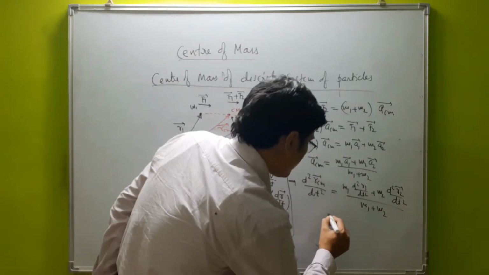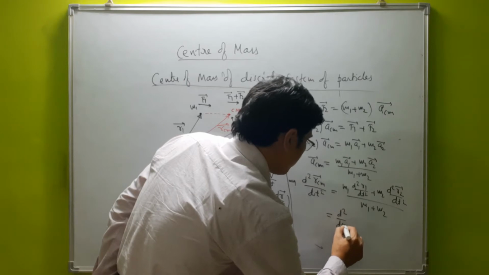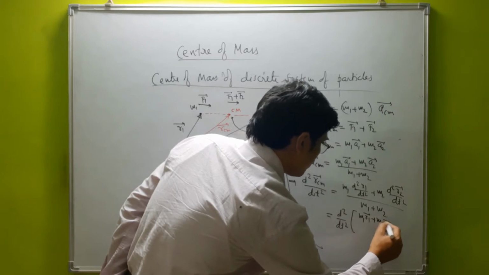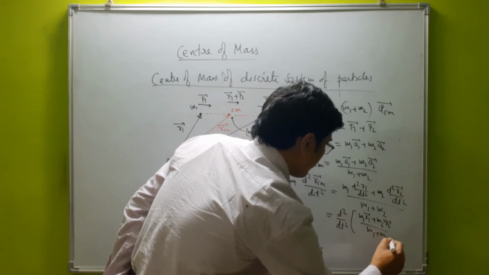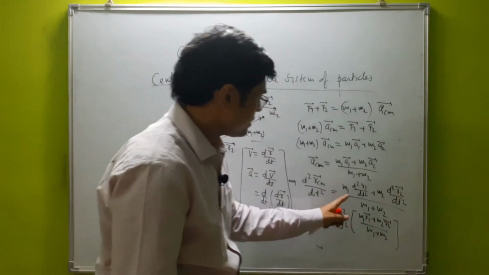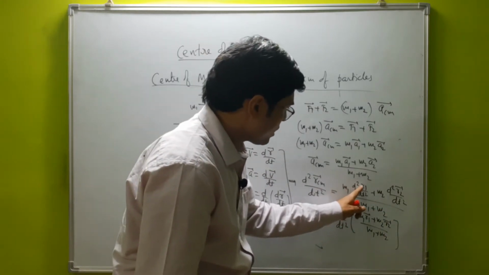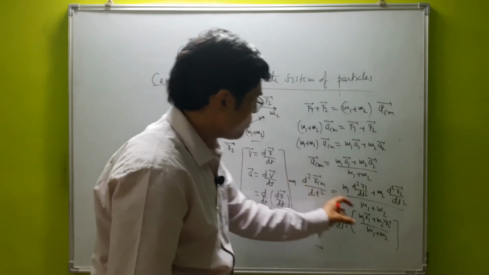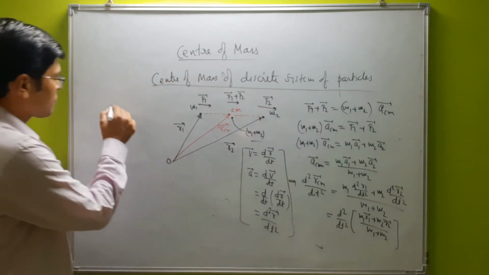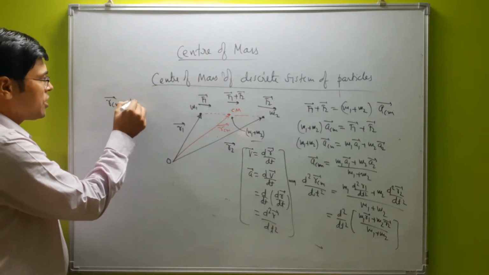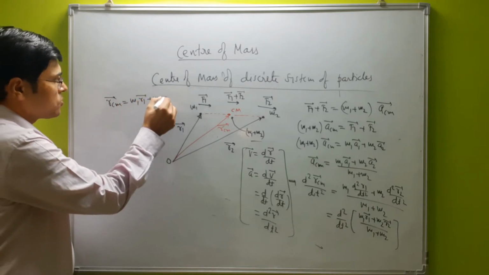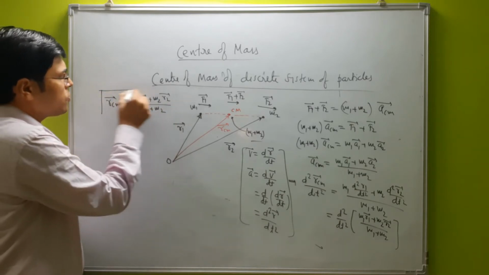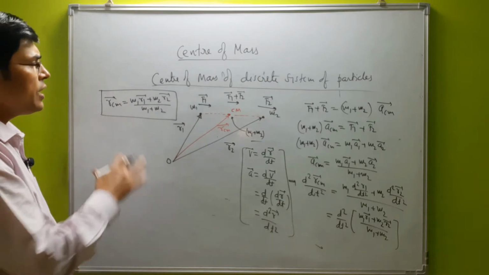Now we can further arrange this: d square by dt square can be taken as common, and m1 r1 plus m2 r2 by m1 plus m2, because m1 and m2 are constant, so they can be taken inside like this. Now comparing on both sides, RCM comes to be m1 r1 plus m2 r2 by m1 plus m2, right? So this is for two particles, which can be generalized for n number of particles.